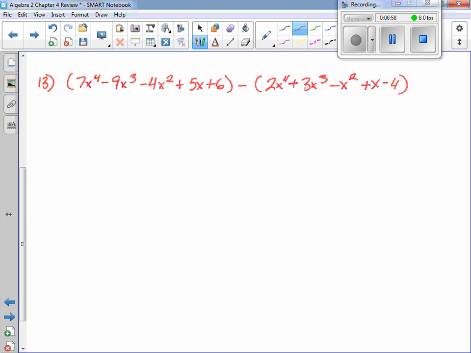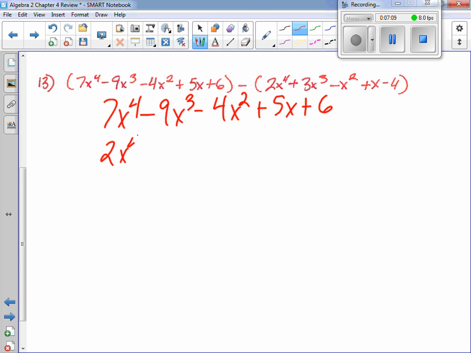This one here we're subtracting. Well, I can just write it over the top of itself. Like terms, so I have 2x to the 4th plus 3x cubed minus x squared plus x minus 4. Now what are we doing?